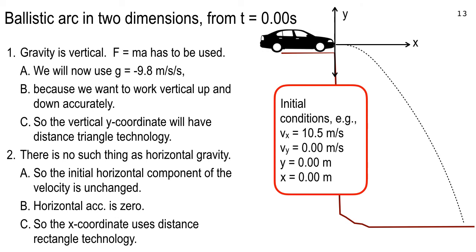Now, initial position, x and y, 0, 0. 0.00 meters for x, 0.00 meters for y. Oh, I wrote them in opposite order. That's all right. Y and x and y.